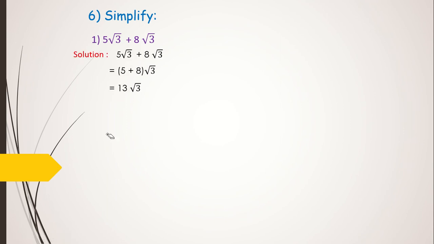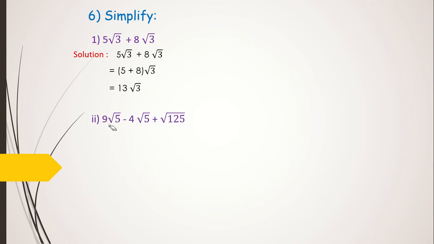So let us look at the first sum. 5 root 3 plus 8 root 3. It is very simple. The surd part we keep as it is and we only add the coefficient part, that is the rational number part. So you just have to add 5 plus 8, that is 13. So your answer is going to be 13 root 3. That's it. If you want, you can take it common in a bracket, or you can directly write 13 root 3. That's perfectly alright.